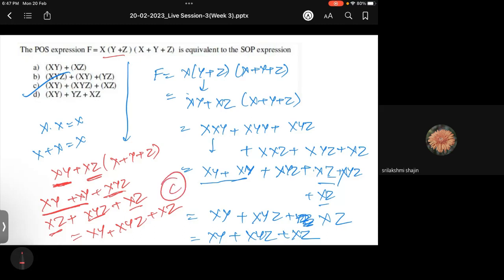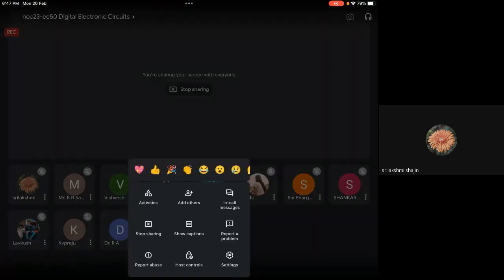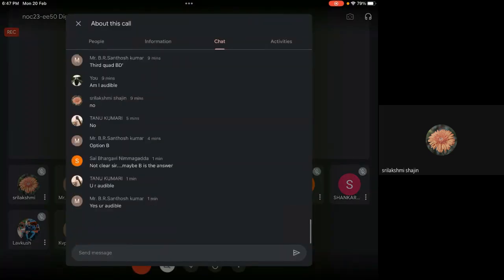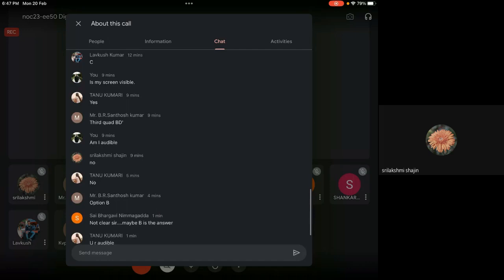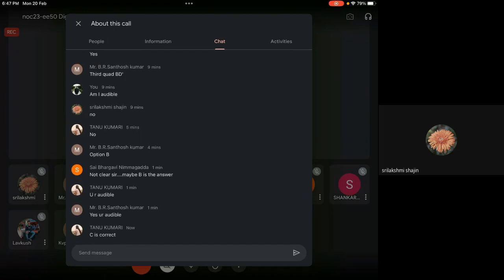Why B? Can anyone tell why they are saying B? I'm not getting it. Who's saying B? Sai is also saying B, and Santosh. Is it fine? Is it C only? Yeah, C is correct.